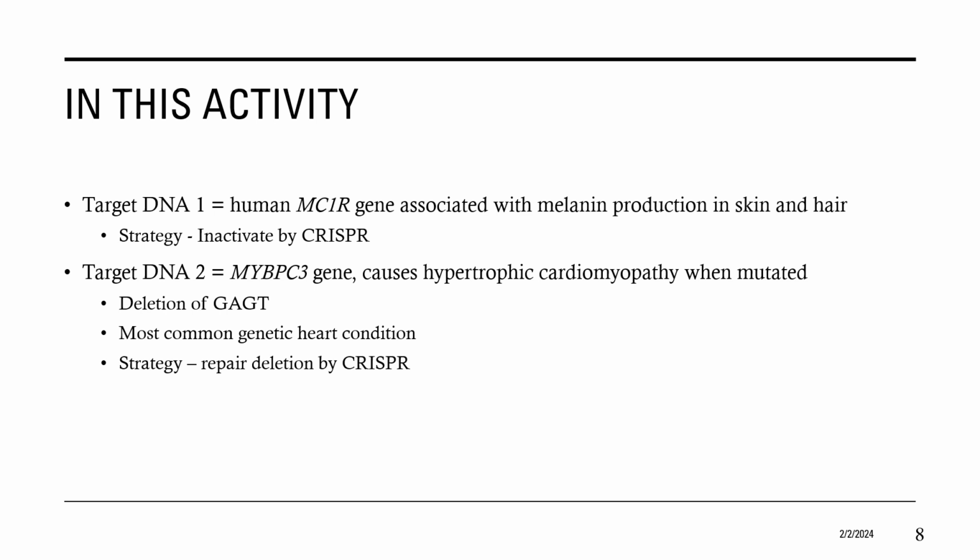The target DNA 2 sequence is from a gene called MYBPC3. A deletion of 4 bases, GAGT, in this gene causes a genetic disease called hypertrophic cardiomyopathy. This disease occurs in 1 out of every 500 births, making it one of the most common genetic heart conditions. It can result in heart attacks in adults and is a common cause of sudden death in otherwise healthy young athletes. As modeled in this activity, CRISPR-Cas9 has been used to edit the mutant MYBPC3 gene in human embryonic cells by inserting the missing GAGT sequence.